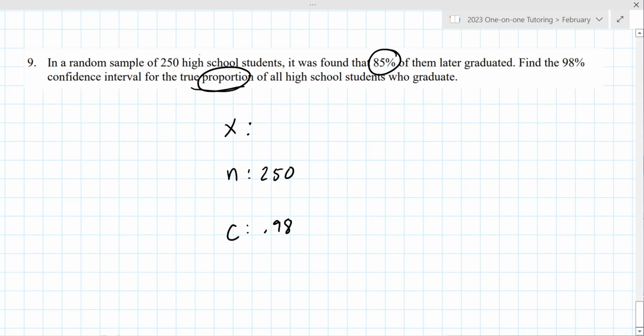It's related to these two numbers right here. Oh, so it's 85 over 250. It's 0.85 times 250. It's N times P. So what do you get when you multiply those together? 212.5. Yes, and here's the problem with your calculator.